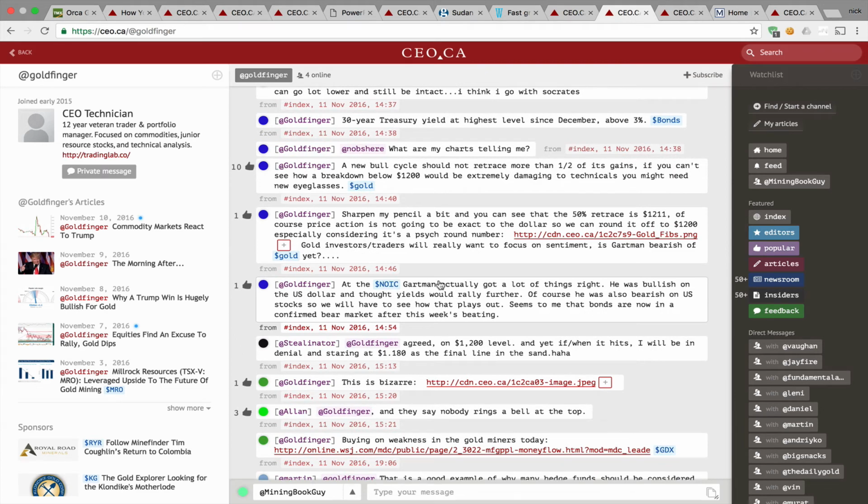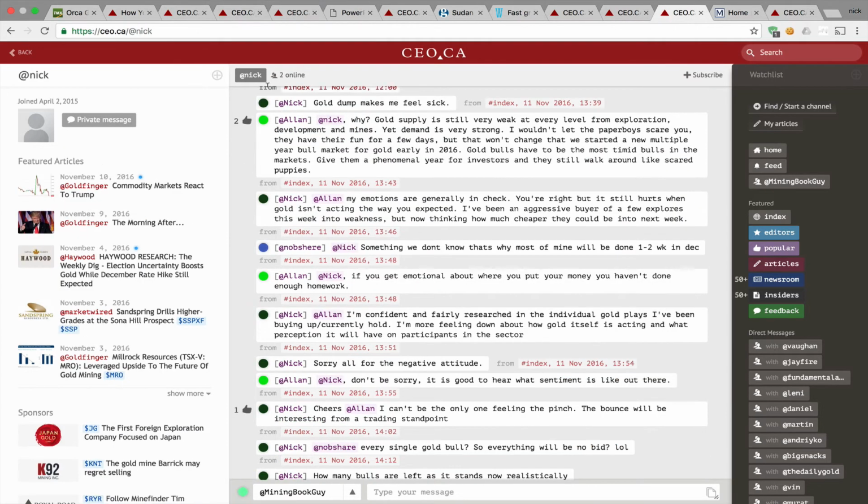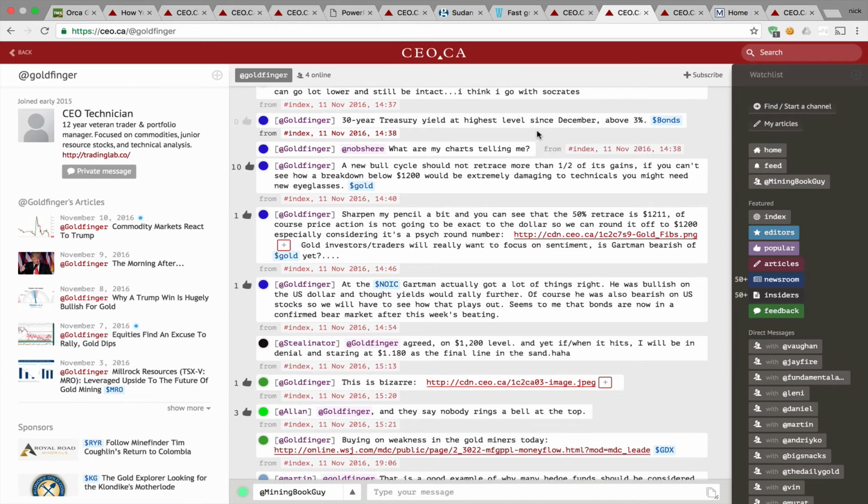Basically, you can read this on your own. By the way, I'm in the Goldfinger room, and this was in the at Nick room. That's another great way, as long as someone has an at in front of their name, if you want to find their posts quickly, you can go to their rooms, or you can go to the at mining book guy room. So that's another powerful feature at CEO.CA. What I gather from what Goldfinger and some other technical analysts are saying is that if we really broke through 1200, we might be really getting busted up.